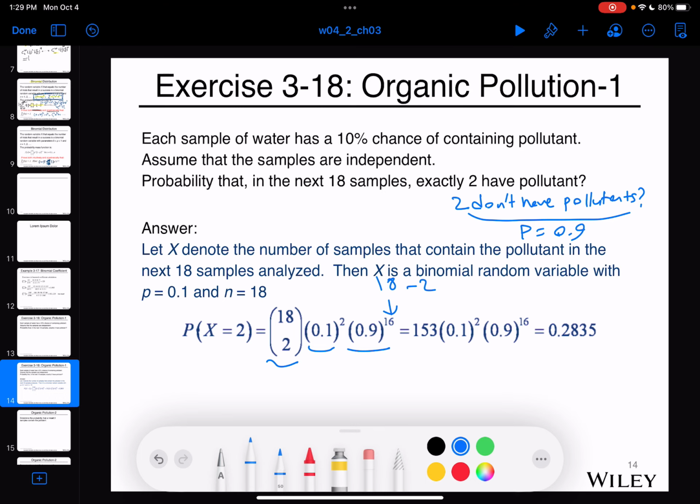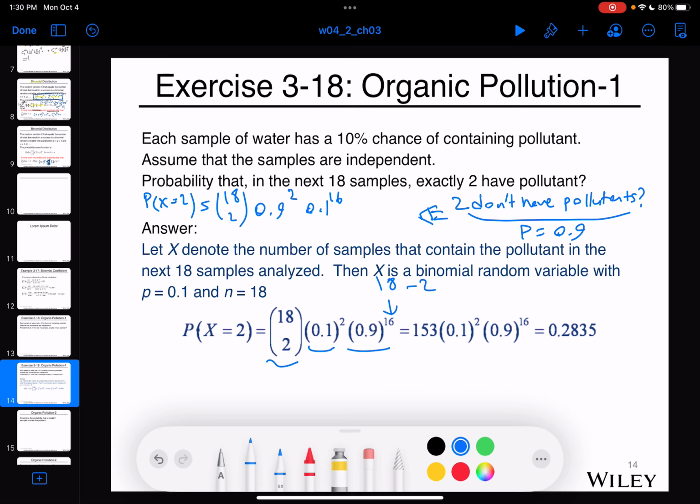So for this, the probability of x equal to 2 will be again 18 choose 2, and then 0.9 to the power 2, 0.1 to the power 16. That's the solution. There's another way we can solve it. I'll let you think about it at home, but it's basically the same answer.